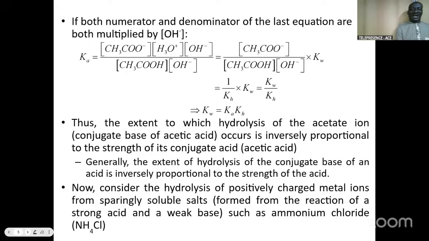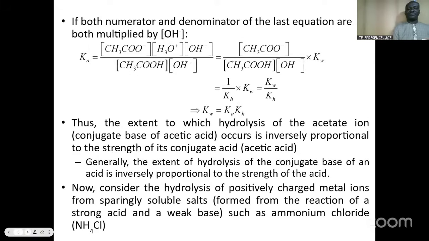So what I've just said here is that the extent to which hydrolysis of the ion occurs is inversely proportional to the strength of its conjugate acid. Let's go back again to it. That's what we're saying here: the hydrolysis is inversely proportional to Ka. I hope that is clear for everybody to understand. All right, let's make progress.